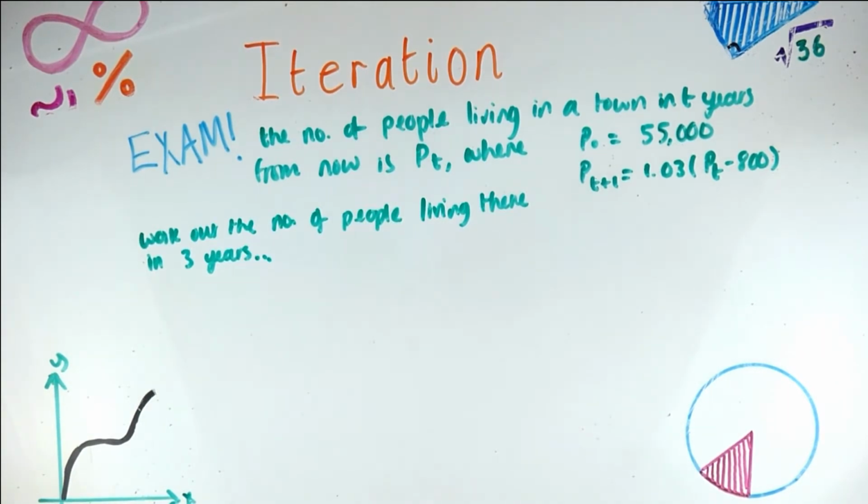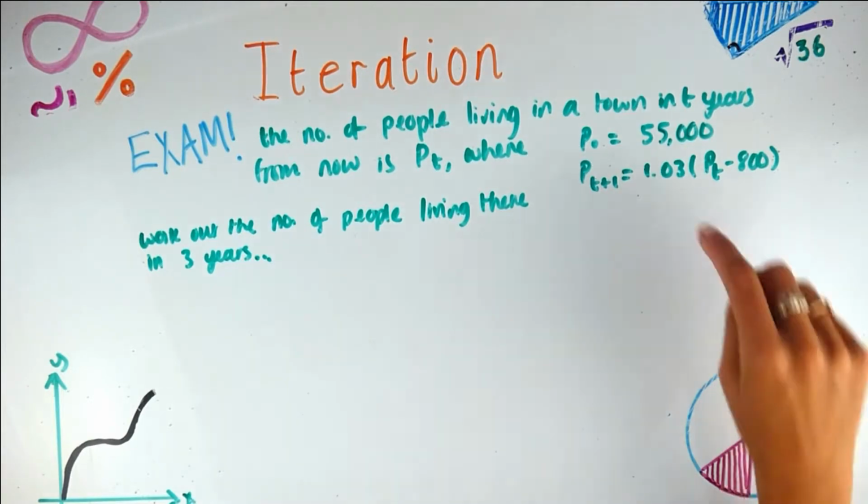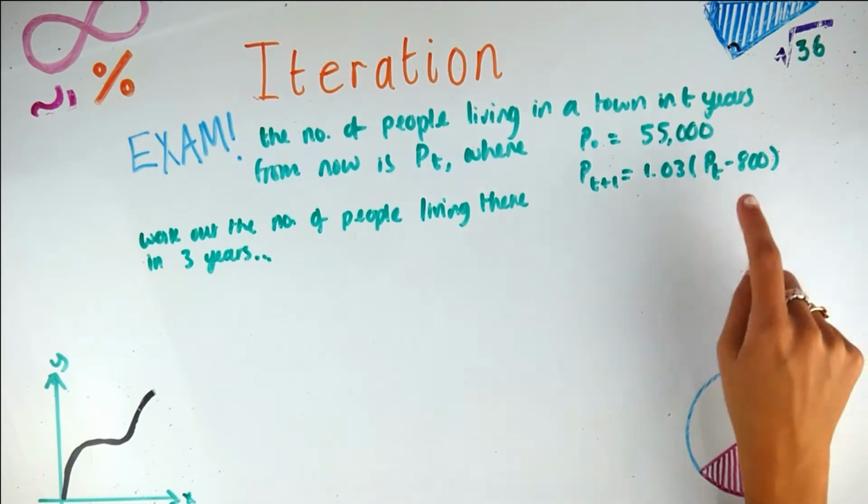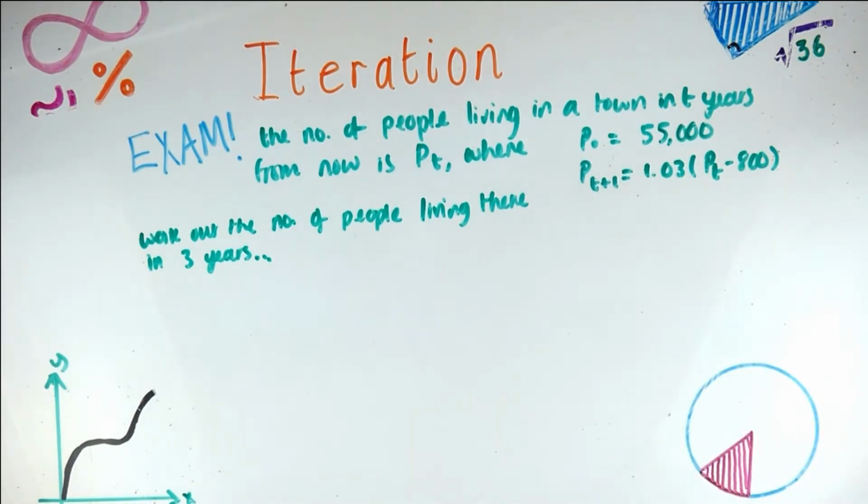Okay, so this is an example of an iteration exam question. So the number of people living in a town in t years from now is P_t, where P_0 is 55,000 and P_(t+1) equals, and it's given you a formula, 1.03 brackets P_t minus 800. Work out the number of people living there in 3 years. So what would that be?